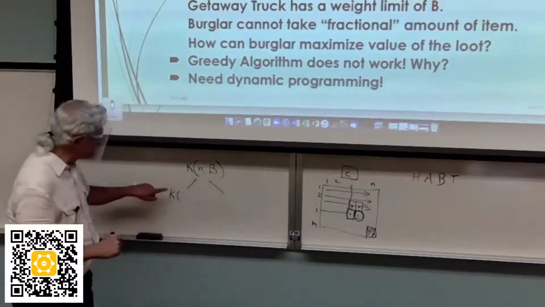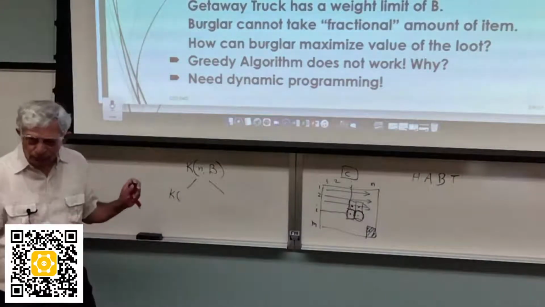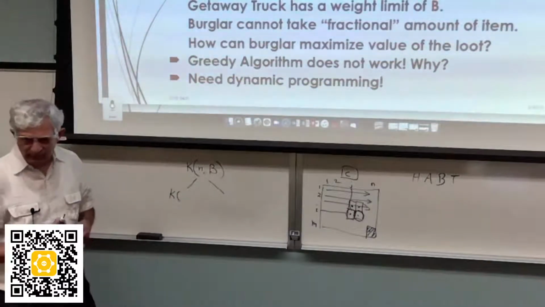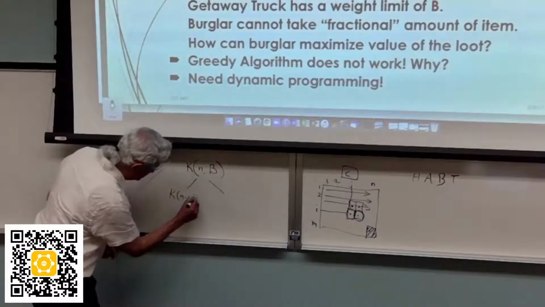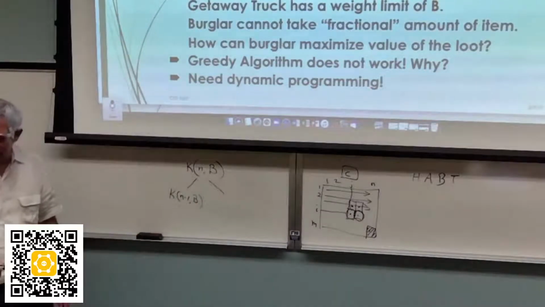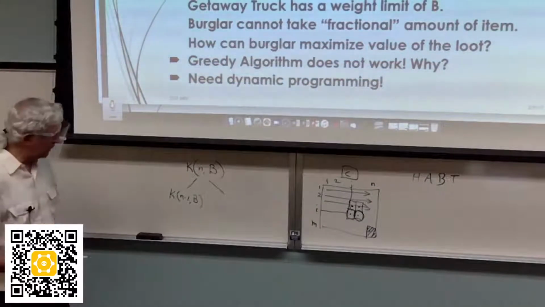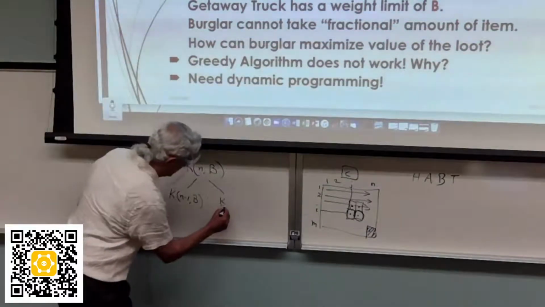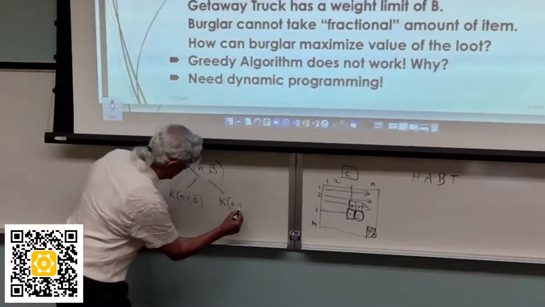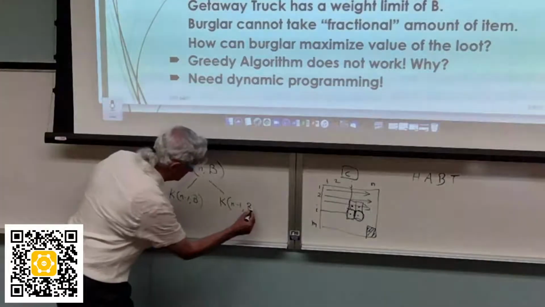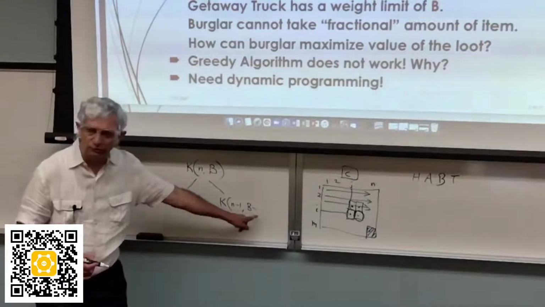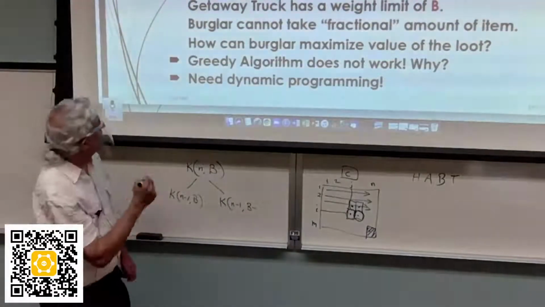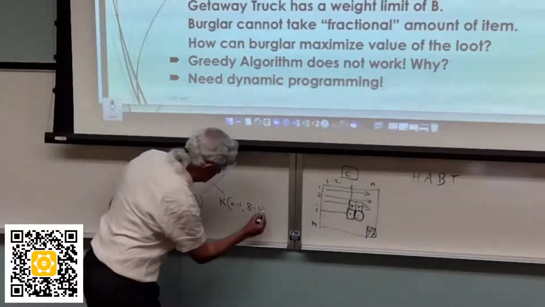In one case, let's assume that I do not take the nth item. In that case, I only have n-1 items to choose from, and my weight limit hasn't changed. Or I have to solve the other problem where I have n-1 items to choose from, but my weight limit has now changed, and it's going to reduce by the weight of the nth item.